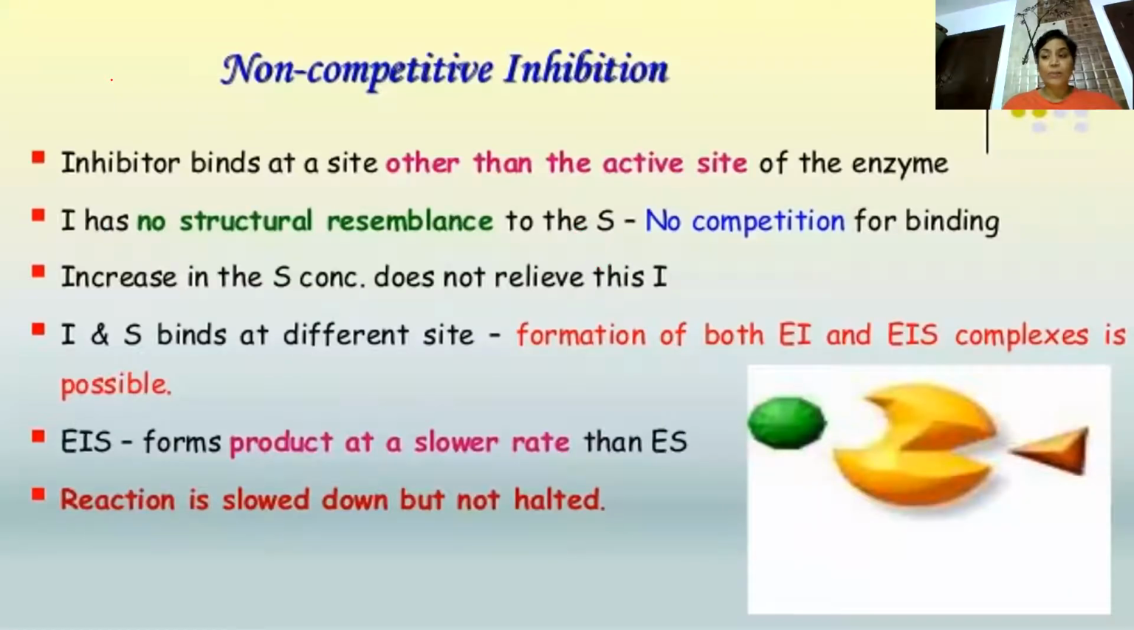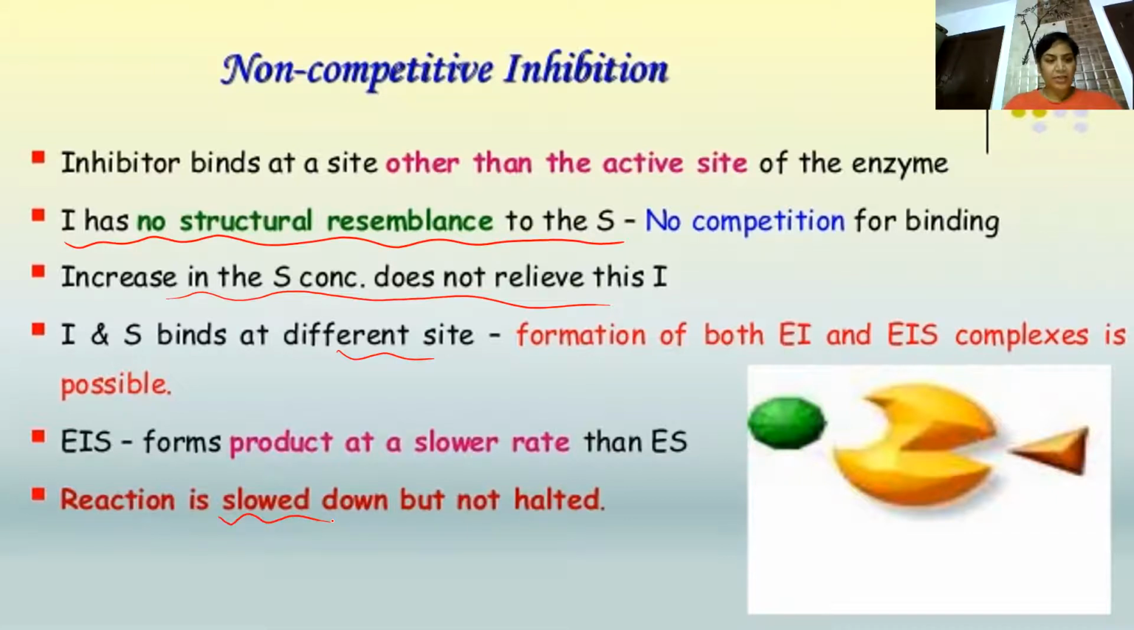Then non-competitive. Non-competitive means no competition between the inhibitor and the substrate. Or you can say the inhibitor has no structural resemblance to the substrate. An increase in the substrate concentration does not relieve this inhibition, because I and S, inhibitor and substrate, are binding at different sites. So if you look at the reaction, Vmax will be slowed but not halted.